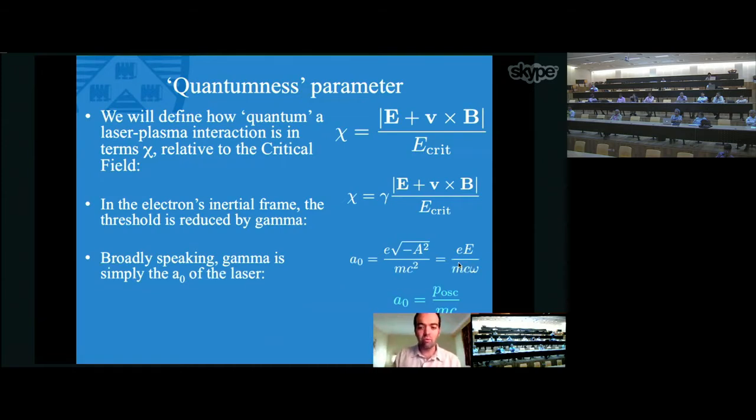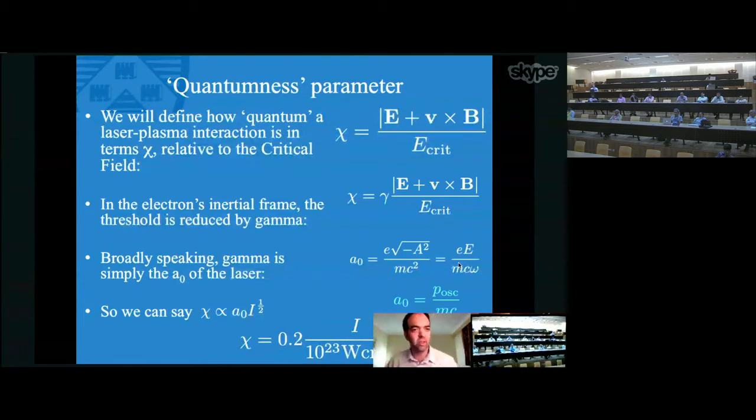And so we can reformulate these equations, and we can say that the chi factor is proportional to a0 times intensity to the half power. And if we put in all the numbers, we can show that chi becomes important when the laser intensity reaches 10 to the power 23 watts per square centimetre, which could be interesting for next generation laser facilities such as Apollon and DiPOLE and several others that people have been proposing in many countries around the world.